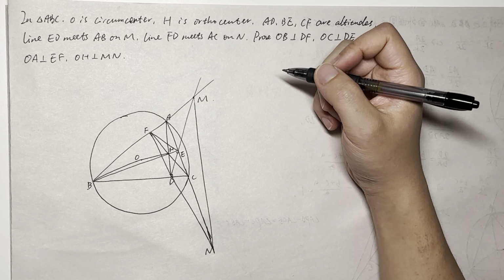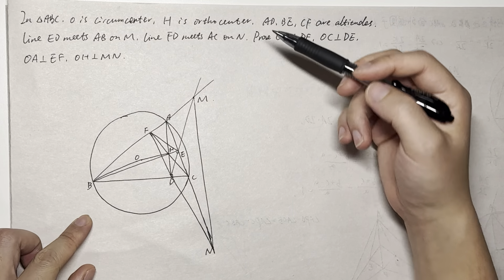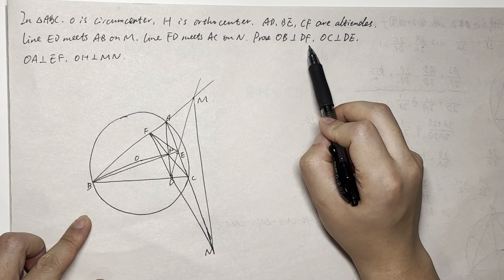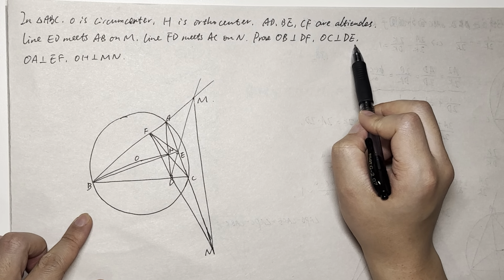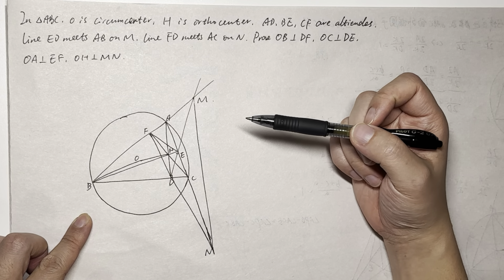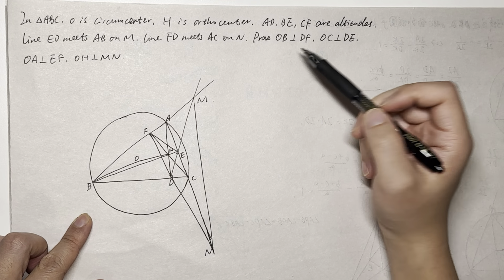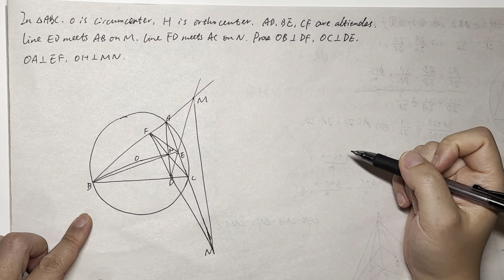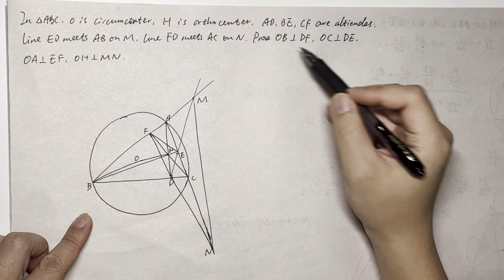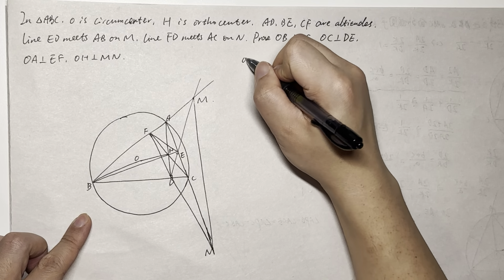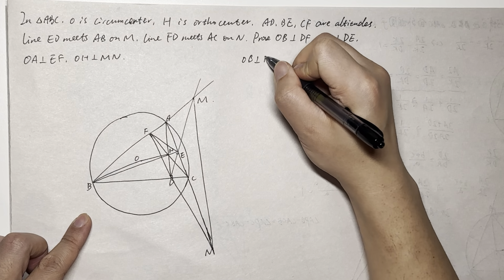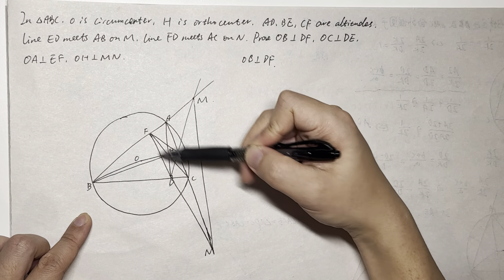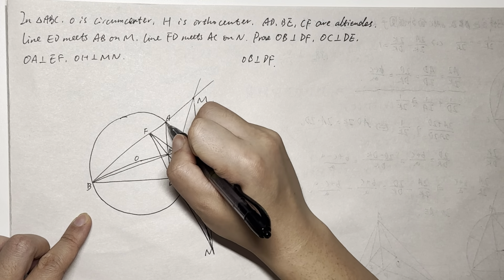So for this problem, we can see that for the first three, OB is perpendicular to DF, OC is perpendicular to DE, OA is perpendicular to EF. We can just prove one of them, and the other two are obvious if we can prove the first one. Let's see, we want to prove OB is perpendicular to DF. OB is here, DF is here. Let's connect OA.